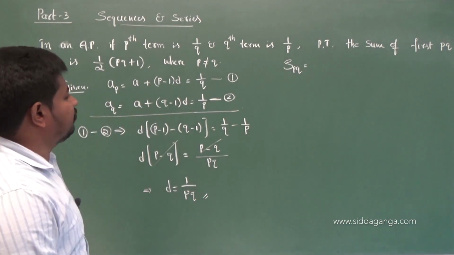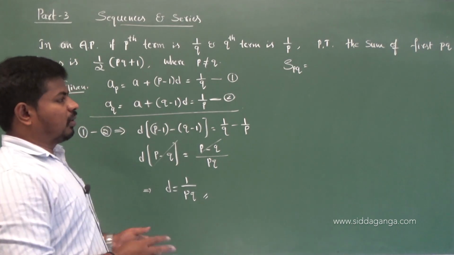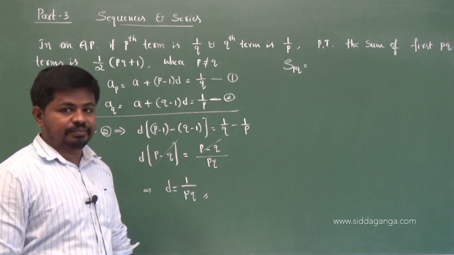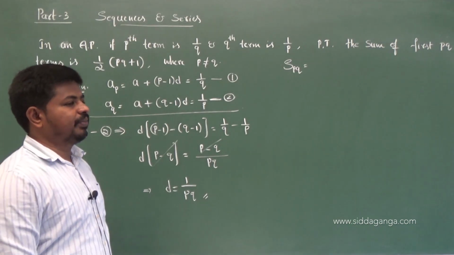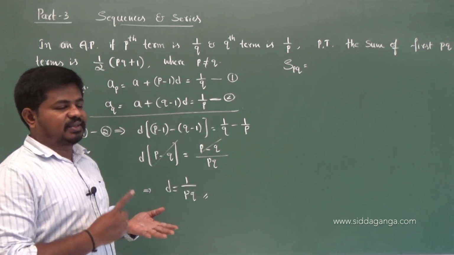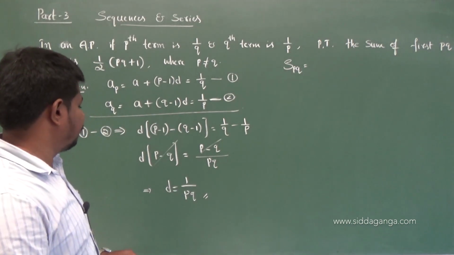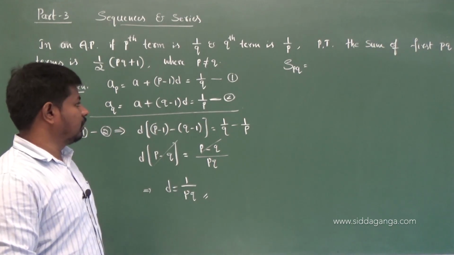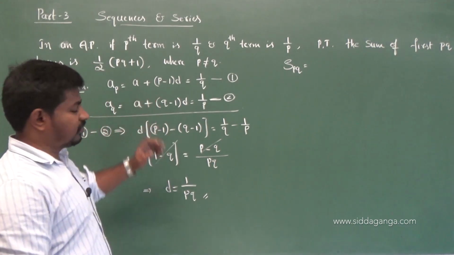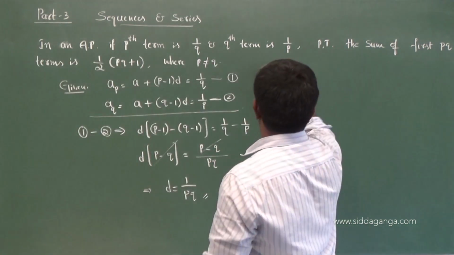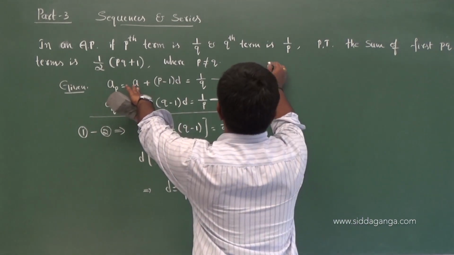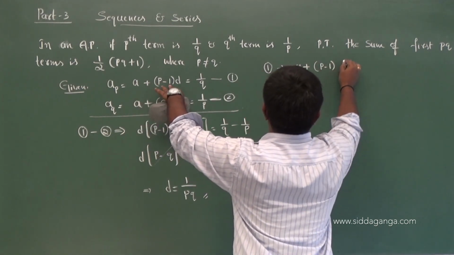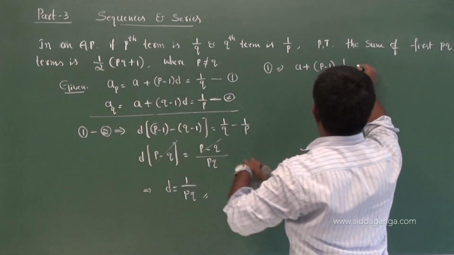So to find the sum, we need two things. In all the questions, whatever they ask, first you have to find a and d. That's very important. Because in all the formulae, we have a as well as d as well as n. So these three things we have to find first. So we have found d value. Now let me find a value. Let me substitute this d in any of these two equations. You get a. So let us take first equation. So first equation becomes a plus p minus 1 into d. d is 1 by pq, is equal to 1 by q.